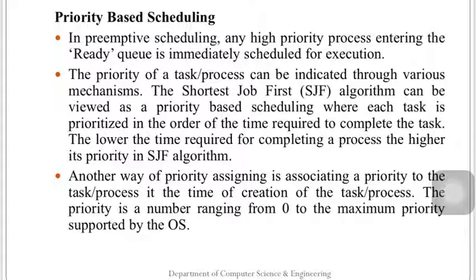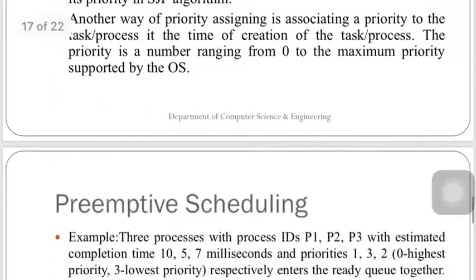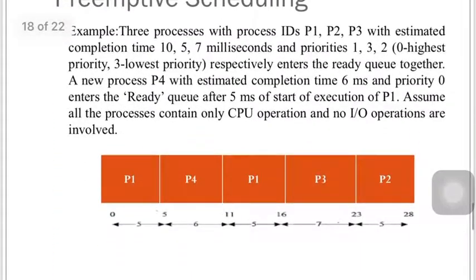At the time of creation of the task or a process, we can also assign the priority. The priority is a number ranging from 0 to the maximum priority supported by that particular operating system. So this is what we are saying, priority based scheduling. So let's discuss one example.